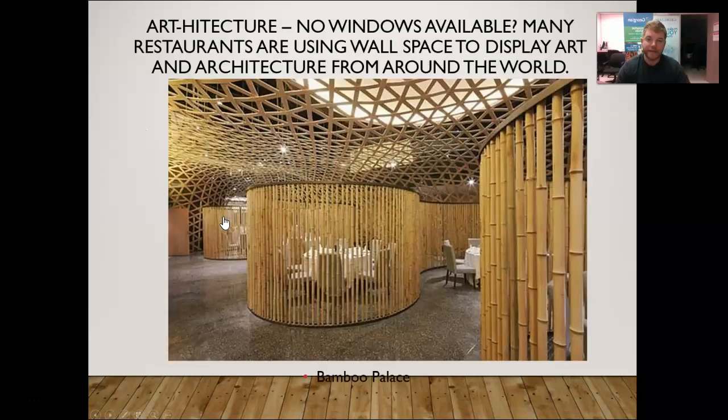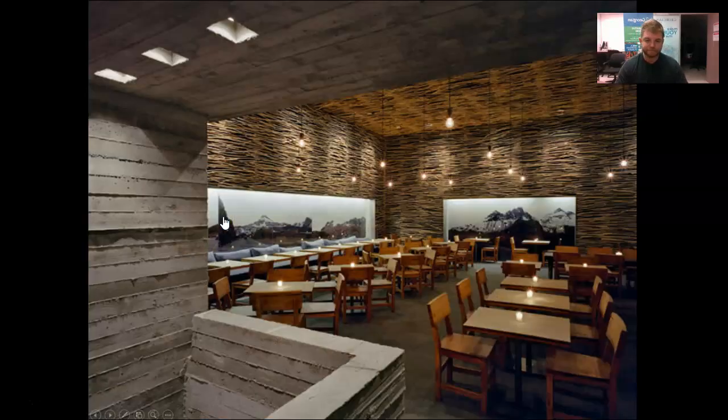This one here is just the bamboo palace. So essentially they use bamboo to transform a very large open area into a lot of little segregated dining spaces, which still doesn't feel cramped or claustrophobic because you can see through it, but you also get a little bit of privacy in there.